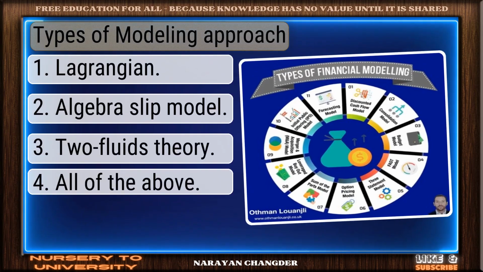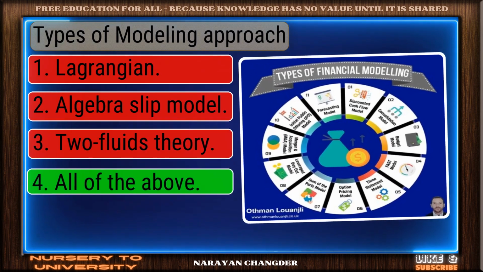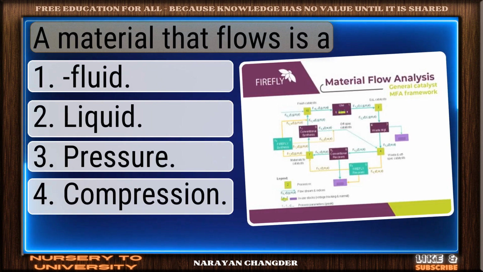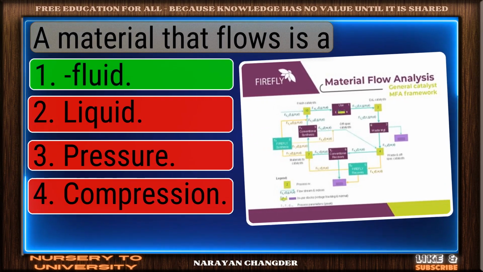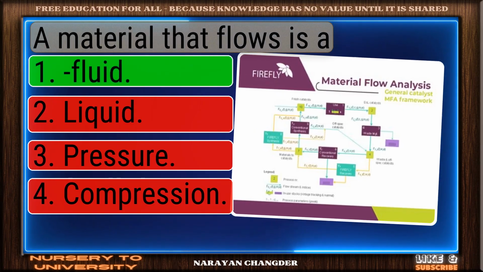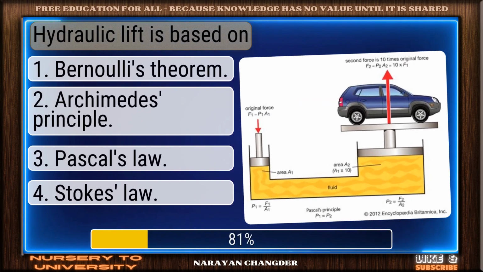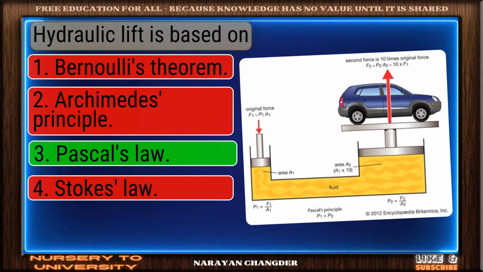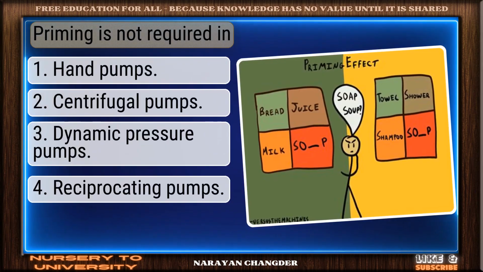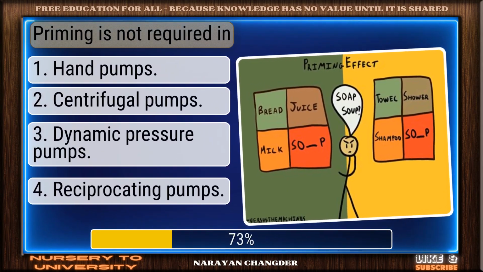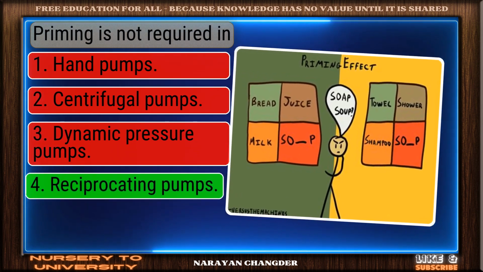Types of modeling approach. Perfect. All of the above is the correct choice. A material that flows is a. On track. Fluid is the correct answer. Hydraulic lift is based on. Great thinking. Pascal's law is the right choice. Priming is not required in. Correct. Reciprocating pumps is the right answer.